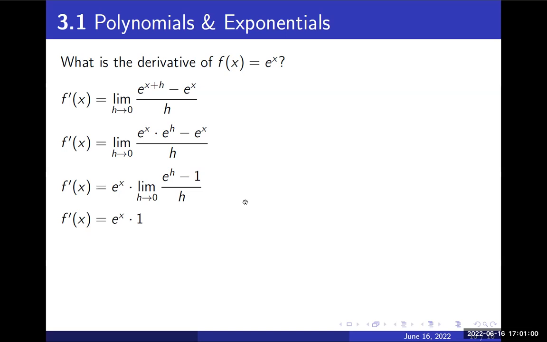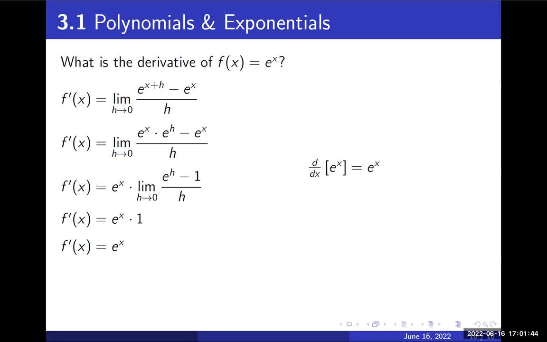So this reduces to e to the x times 1. Well, e to the x times 1 is e to the x. And there we have it. Now, this is fascinating, and everybody should be blown out of their seats, knocked your socks off, whatever. Look at that. Why is this interesting? That's the same as the original function. The derivative of f of x equals e to the x, f prime equals e to the x. Look, it's the same thing that it started with.